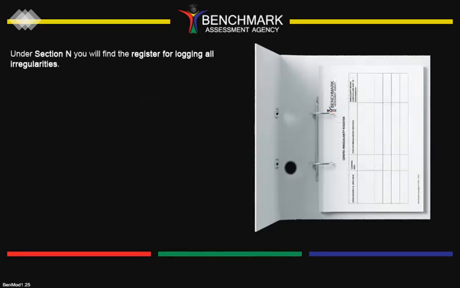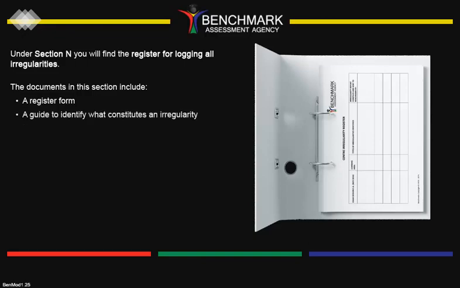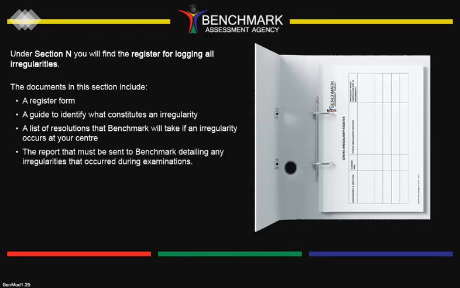Under Section N, you will find the register for logging all irregularities. The documents in this section include a register form, a guide to identify what constitutes an irregularity, a list of resolutions that Benchmark will take if an irregularity occurs at your center, and the report that must be sent to Benchmark detailing any irregularities that occurred during examinations. You will need to make copies of the irregularities report for each exam session.